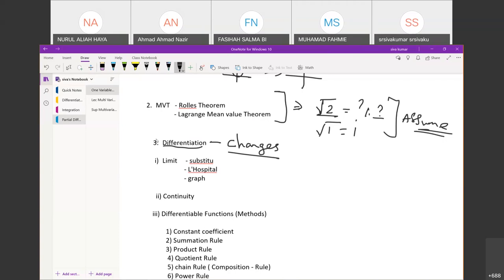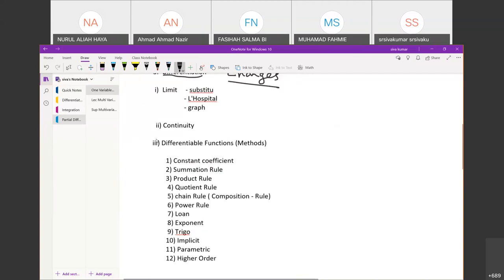There are 3 concepts that by now you should be able to explain: limit, continuity, and differentiable functions. Why are we learning limits? Why are we learning continuity? I will explain later. By now you should be able to list down 12 methods available in differentiation. What are they? Constant coefficient, summation rule.